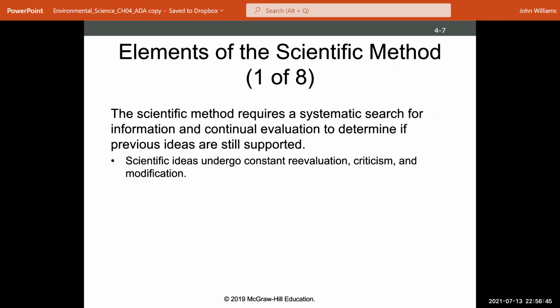Now what we're going to do is just go through the steps of the scientific method. Like I mentioned, the scientific method requires this systematic setup. This is where you're looking for information on an observation or a question that you've proposed, and you're trying to figure out the cause of that observation or mechanism or behavior or whatever you've observed. An interesting thing with the scientific method is that it's always undergoing reevaluation, criticism, and modification.